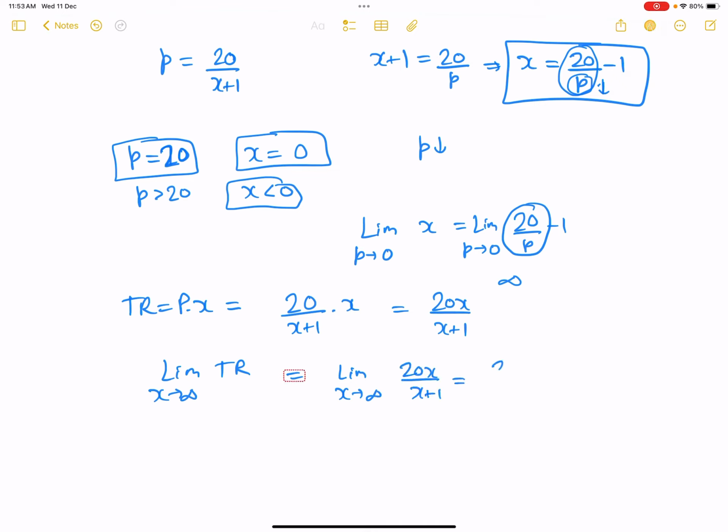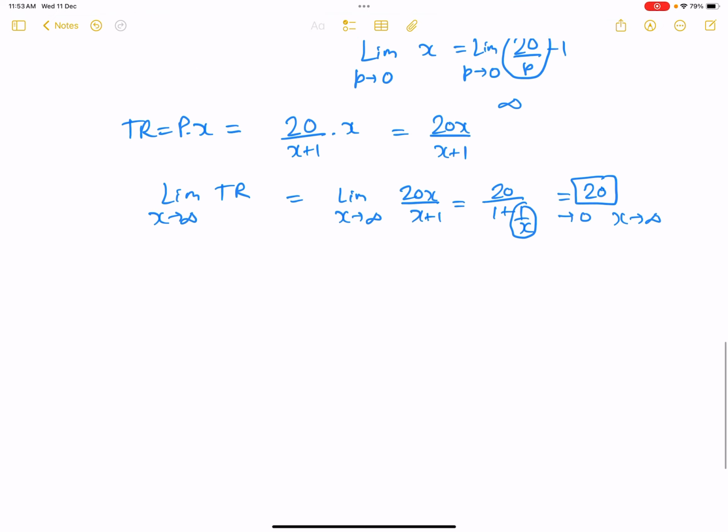This can be written as 20 upon 1 plus 1 by X. So 1 by X would approach 0 as X tends to infinity. So we would be left with 20. The total revenue would converge to the limit 20. I hope this is clear. Now we'll move to the next part.